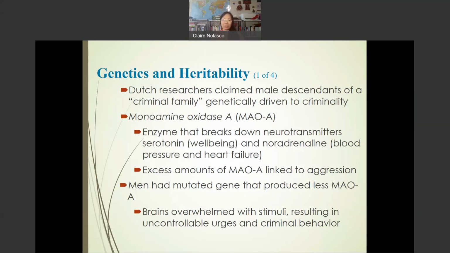As we know, serotonin is a neurotransmitter that is responsible for one's general emotional well-being and sense of happiness. On the other hand, noradrenaline is a treatment for low blood pressure and also can help with heart failure. So this study showed that excess amounts of MAO-A were linked to aggression, and men who had a mutated gene that produced less MAO-A were more likely to engage in criminal behavior.